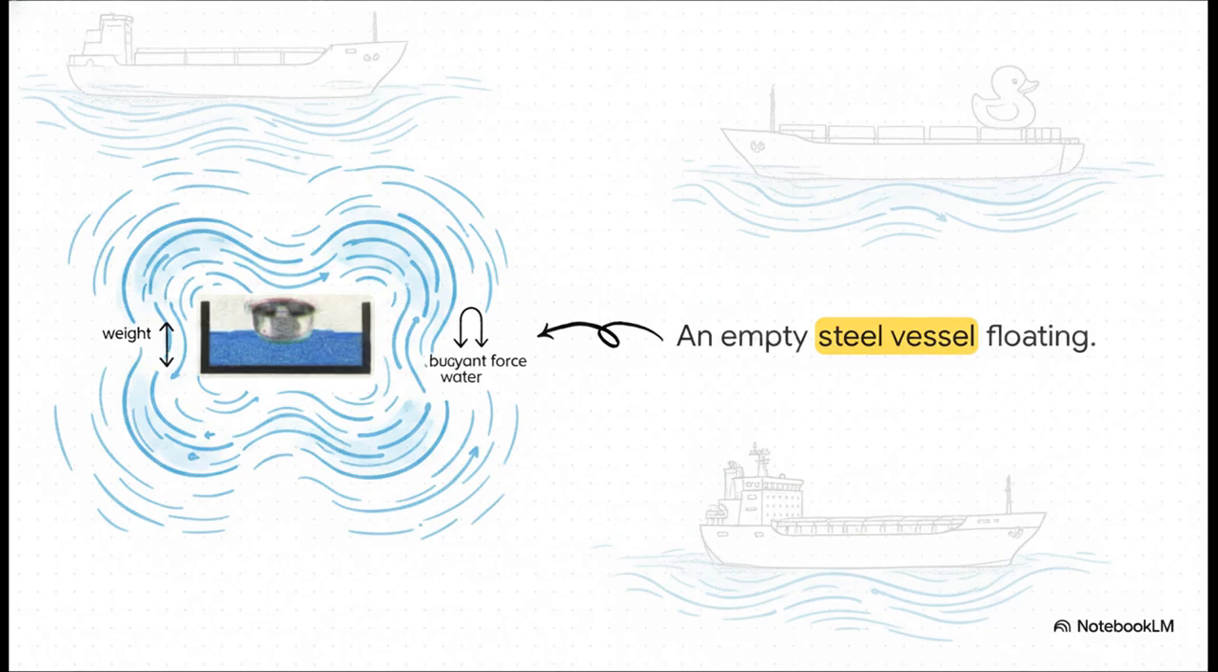And this brilliantly illustrates our point in everyday life. Think about just an empty steel vessel floating in a tub. Even though steel is super dense, the vessel floats perfectly क्योंकि उसकी bowl जैसी shape की वजह से it displaces enough water to support its own weight. It's literally a perfect everyday example of the displacement rule.